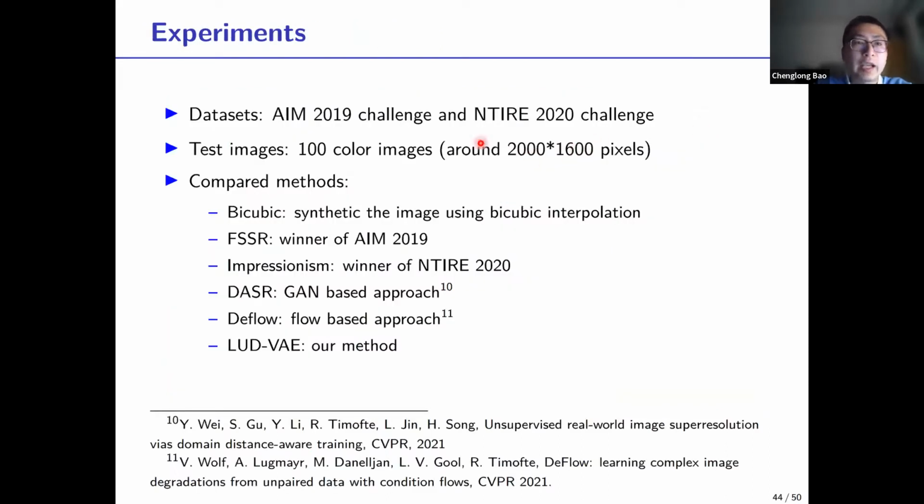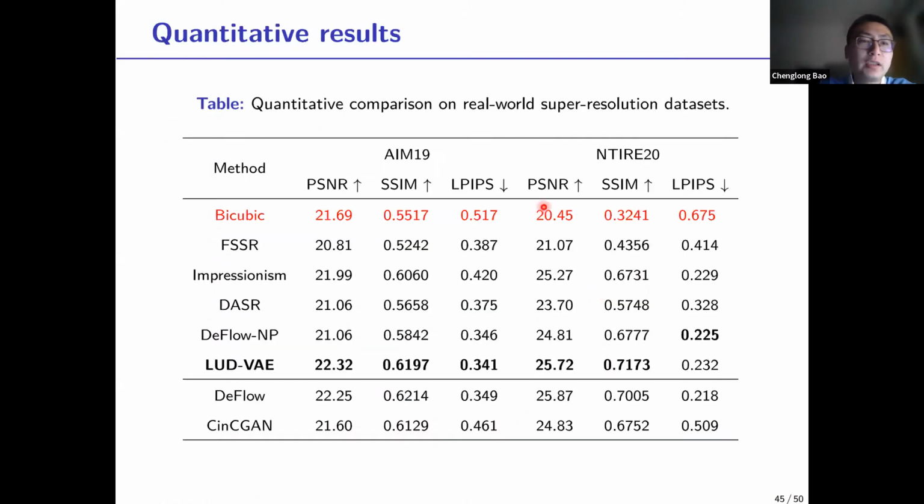And in our experiments, we test our method in 2 super resolution challenges. Each challenge contains 100 color images, and each image is around 2K. We compare our method with 5 methods. The first method is bicubic, which means that usually we can directly use bicubic interpolation to construct our synthetic dataset. FSLR is a winner of AIM 2019, and Impression is a winner of the other challenge. And DASR and DFlow are a GAN-based approach and a flow-based approach respectively. Both were proposed recently.